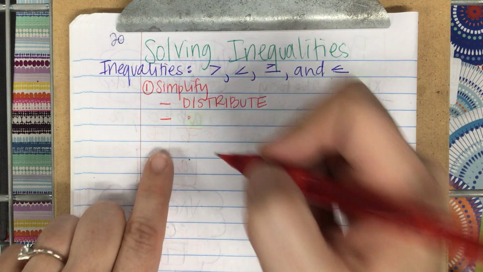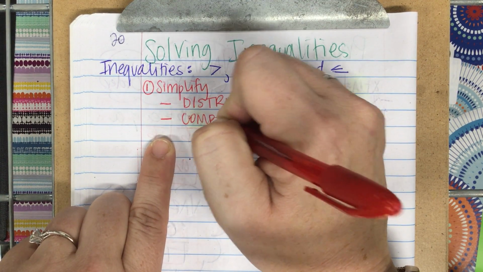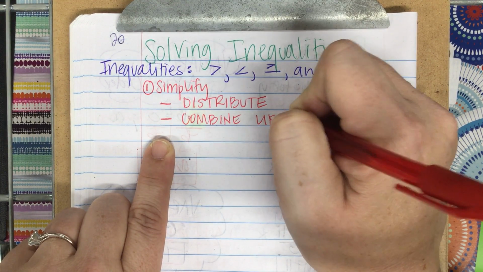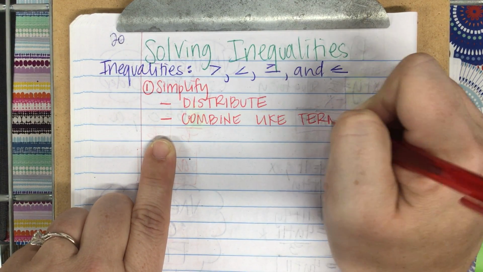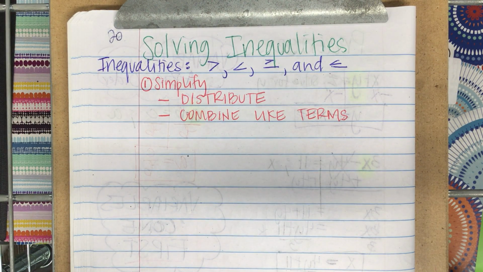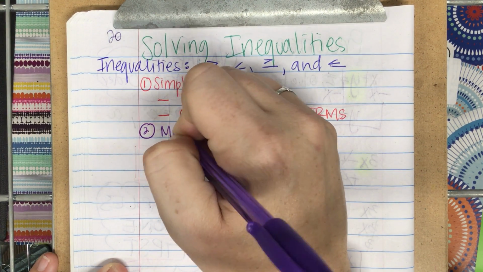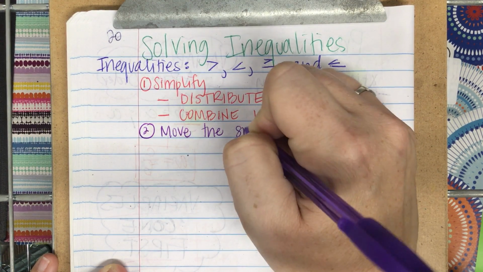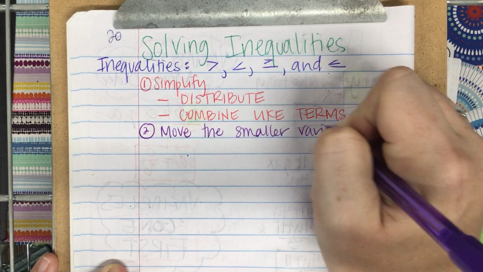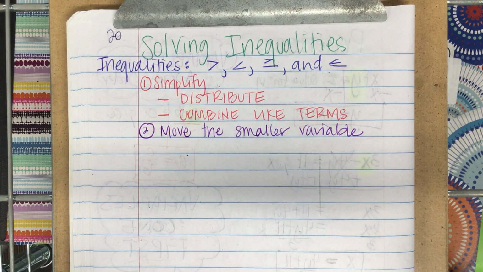After you ask yourself about distributing, you're going to ask, do I need to combine like terms? Which, again, is the same thing we do if it was an equal sign. Today, we just have an inequality instead of an equal sign. But it's not going to change the outcome of the problem. So first I say, do I need to simplify? You could say yes, you could say no. Then I ask myself, do I need to move the smaller variable? You could say yes or no.